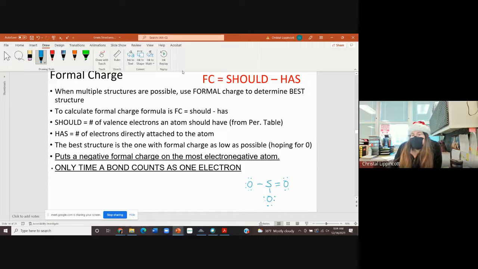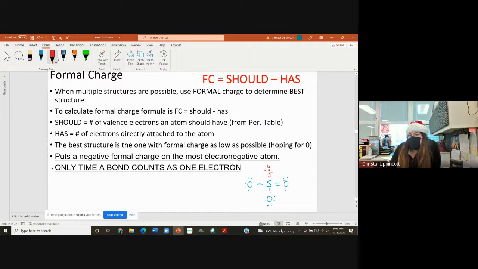So let's figure out the formal charge on this. Okay, and then we'll go back and look at my structure. So how many electrons should sulfur have? Off the periodic table, how many valence electrons should sulfur have? 6. Now, remember, when we're calculating formal charge, and this is the only time that these lines count as 1 electron. So how many do we have around sulfur? 4. So 6 minus 4 is 2.